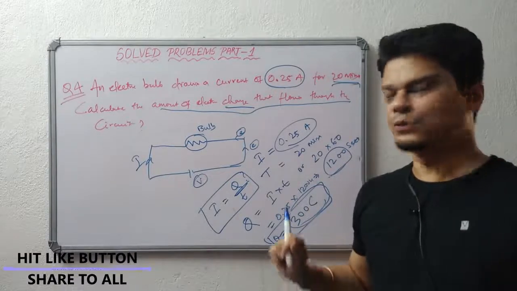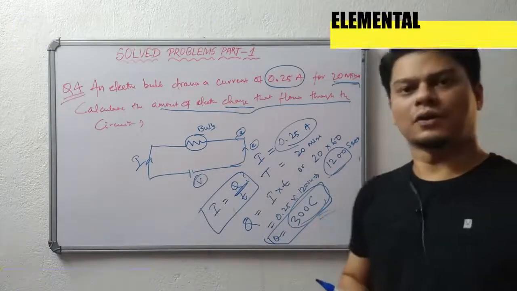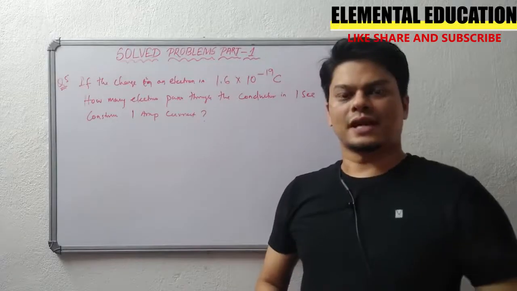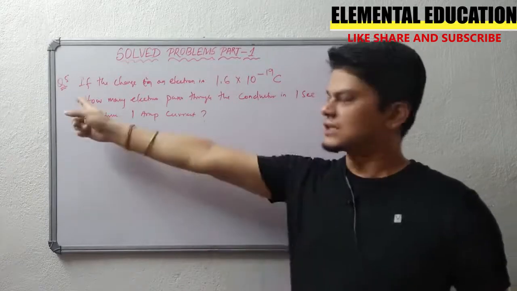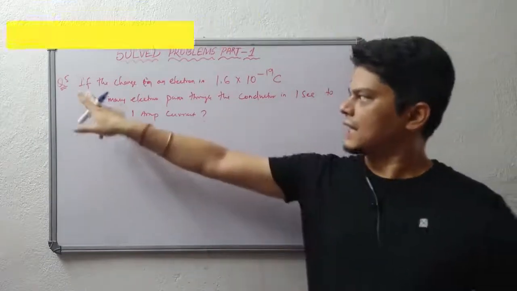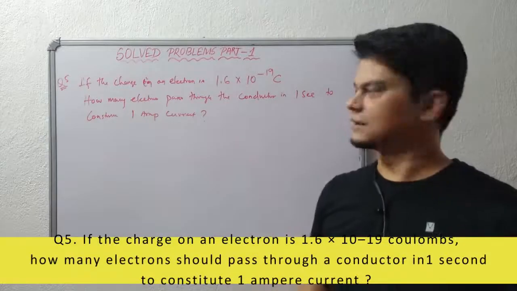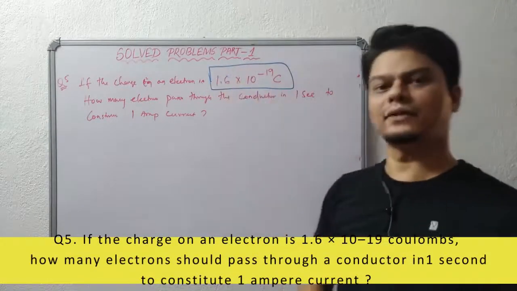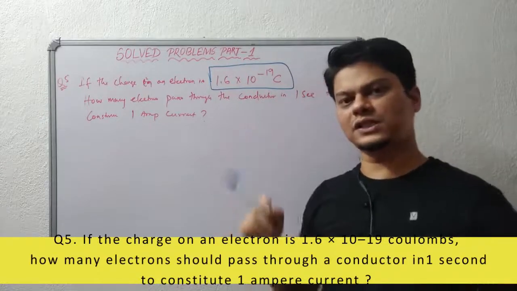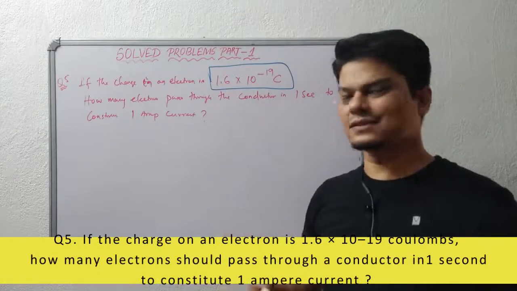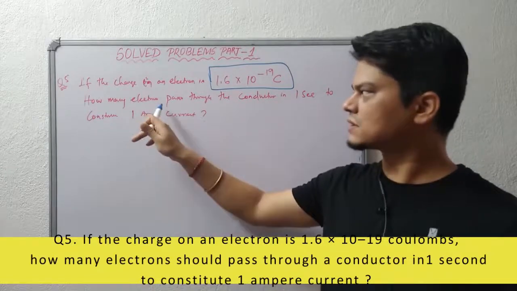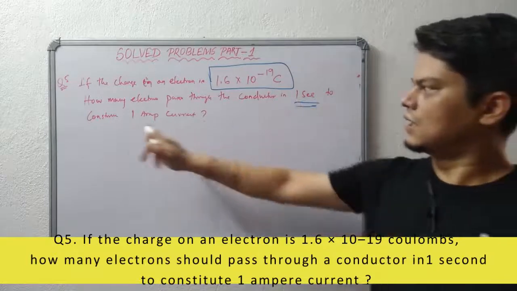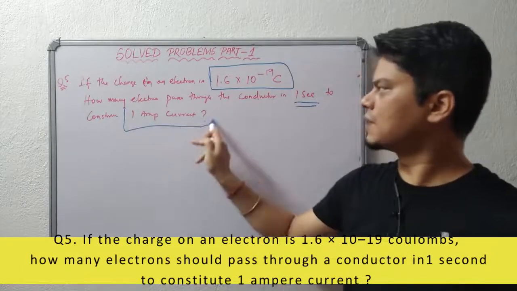I hope you have understood this question as well. Let's go for the next question. So guys, question number 5 is: if the charge of an electron is 1.6 into 10 to the power minus 19 coulomb, we already know this value. What has been asked in the question? How many electrons pass through the conductor in 1 second to constitute 1 ampere current?